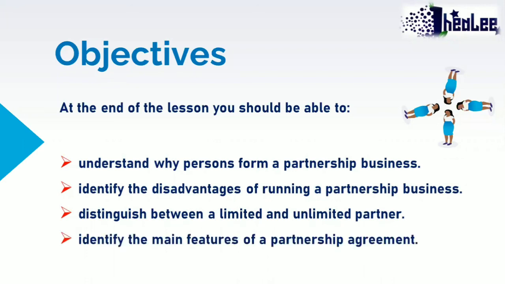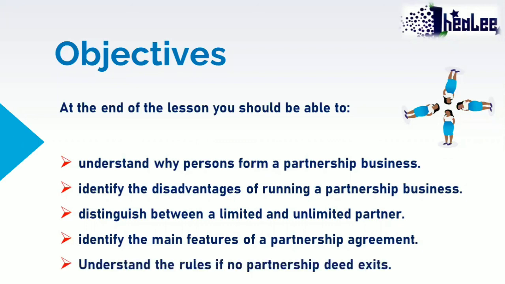The other is to identify the main features of the partnership. And these features are the amount of capital to be contributed by each partner, how profits and losses are to be shared, the rate of interest to be charged on drawings, the rate of interest to be paid on the capital that the partners contributed, and which partner is to get salary, if any. So those are the features of the partnership deed. And the final one is to understand the rules if there is no partnership deed. So if there's no deed, remember, profits and losses must be shared equally, no interest on drawings, no interest on capital, no salary. So those are some guidelines in running the business if there is no partnership deed.